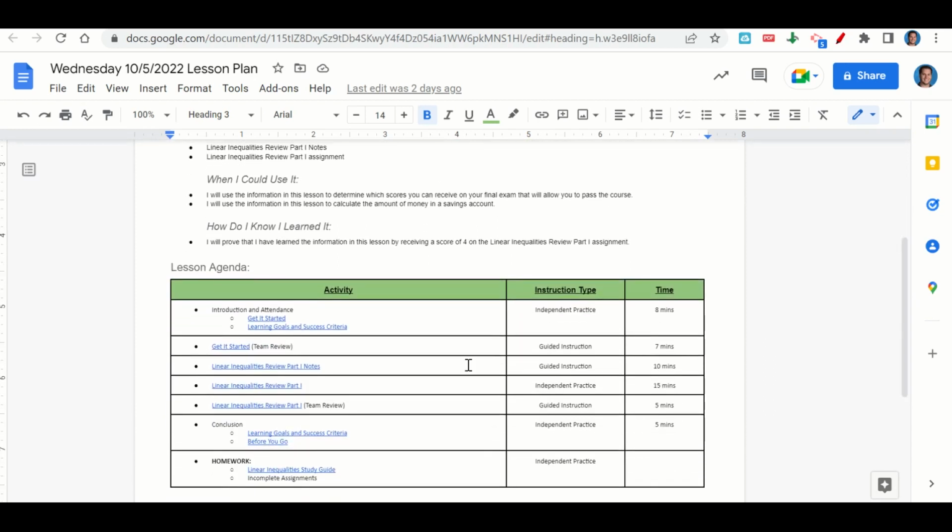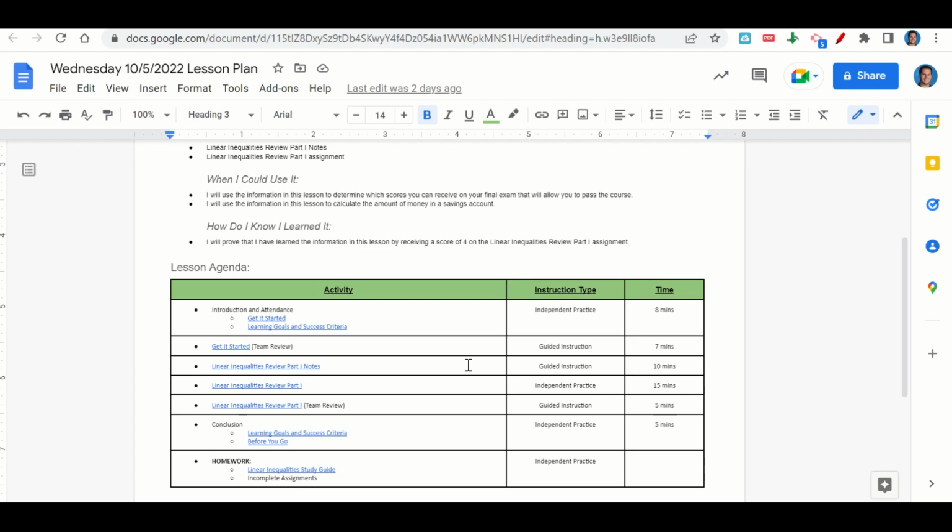Now let's take a look at our agenda for today. We will begin by going over our learning goals and success criteria. While we do that, you'll fill out your Get It Started. Once you've completed your Get It Started, we'll go over it together and answer any questions that you may have. After that, we'll go over the Linear Inequalities Review Part 1 notes. And then I'll give you time to complete the Linear Inequalities Review Part 1 assignment. Once you've completed the assignment, we'll go over it together and answer any questions that you may have.